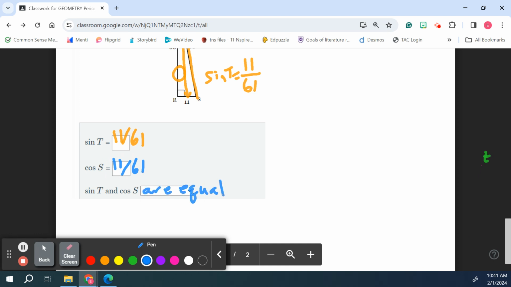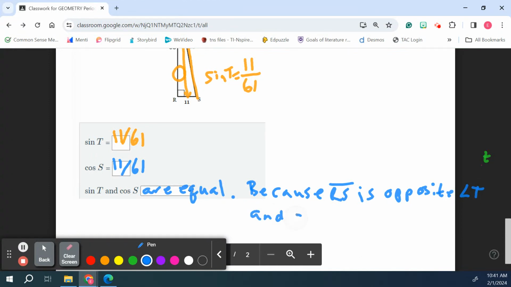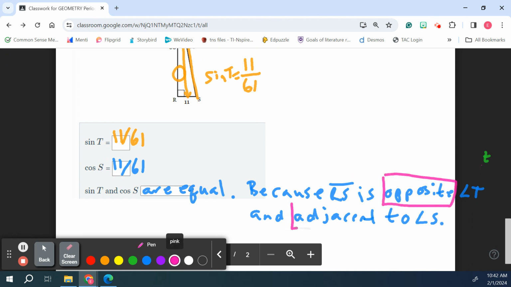And I'm going to give you a thing that says because RS is opposite angle T and adjacent to angle S. So there's that one and there's that one. Okay?